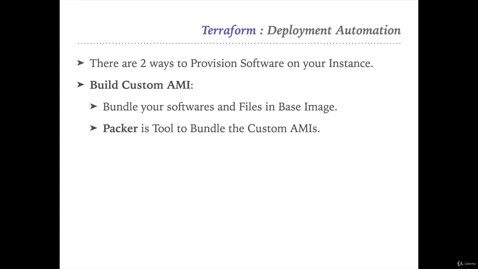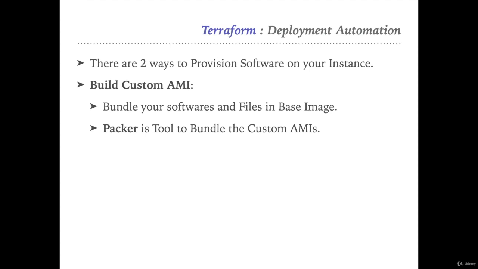But here, let's understand what the custom AMI means. A custom AMI means we will take the default AMI of AWS and then bundle the other software which we require to execute our application on that particular AMI, and then create another AMI which we will install on the machine on AWS.